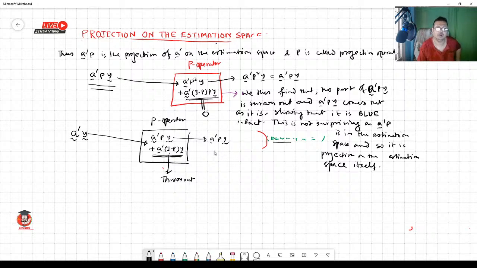and this gives the best linear unbiased estimator of theta. And we also observe that because this is a projection on the estimation space, if you put this thing again in this P operator box, we get the same thing A curl prime P y curl, hence this is a best linear unbiased estimator. So from these discussions, if you have an unbiased estimator, then using the projection operator, you can get the best linear unbiased estimator.